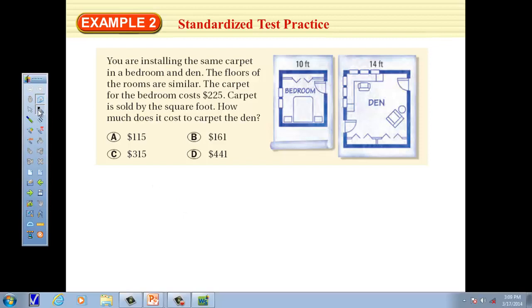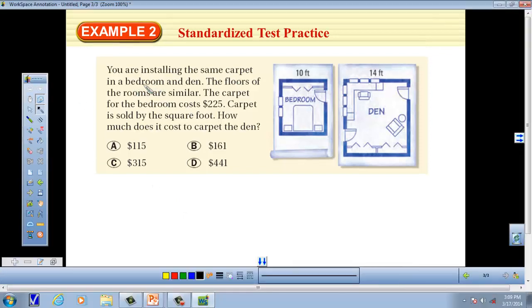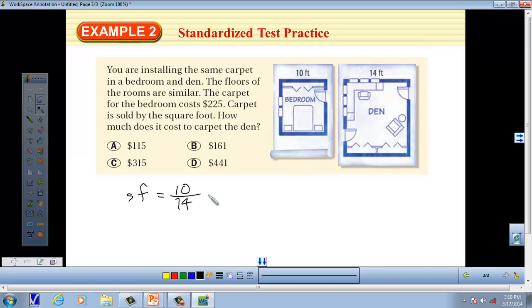Here's another problem. We're installing carpet in a bedroom and a den. The floors of the rooms are similar, and we want to know if the carpet for the bedroom costs $225, how much will it be for the den? So what we can do is write the ratio of the sides here, which is 10 to 14, and that's the same as the scale factor. And reducing that, we get 5 to 7.